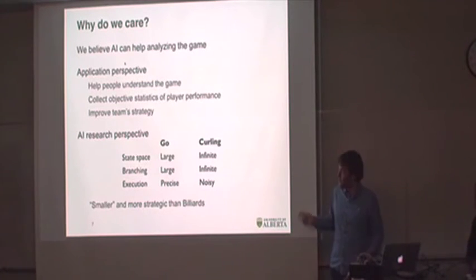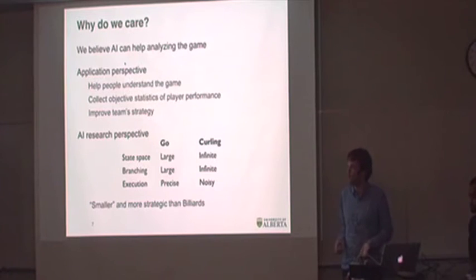And there was a similar game analyzed before, which is billiards, and we think that curling is even better than billiards because it's kind of smaller. We have just these two continuous variables to define the action, while in billiards they had six because they were looking at where exactly you hit the ball, what spin you give it, and so on.